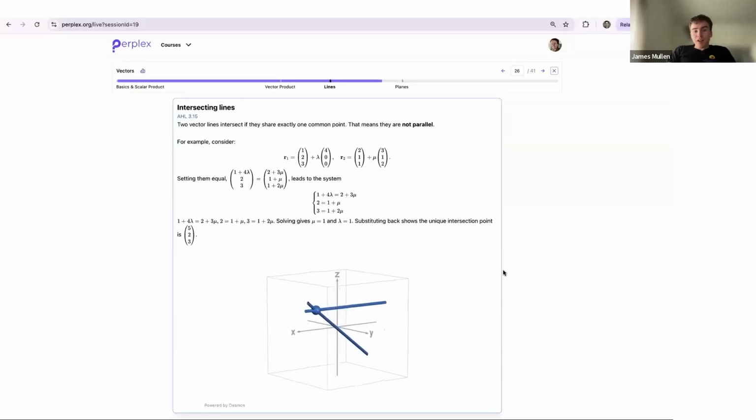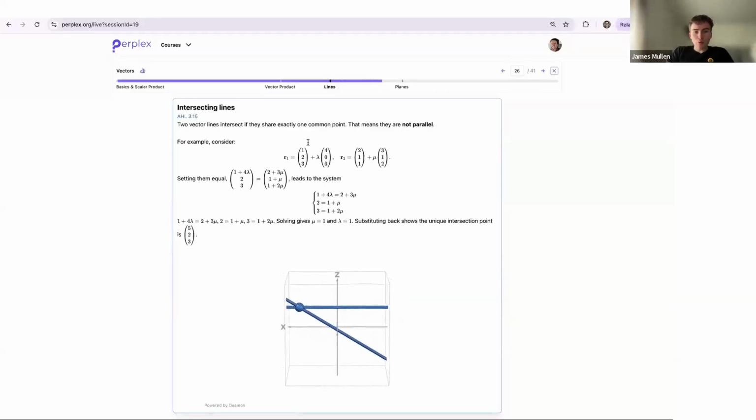And this is, I think, where vectors get very tricky. Intersections of lines and then planes and intersections of planes. So we say that two vector lines intersect if they share exactly one common point. And in particular, that means they are not parallel. If they were parallel, they would have infinitely many intersections, but they wouldn't be intersecting. We can separate out the case of coincident lines, which we'll talk about in a sec. We say that intersecting lines are not parallel.